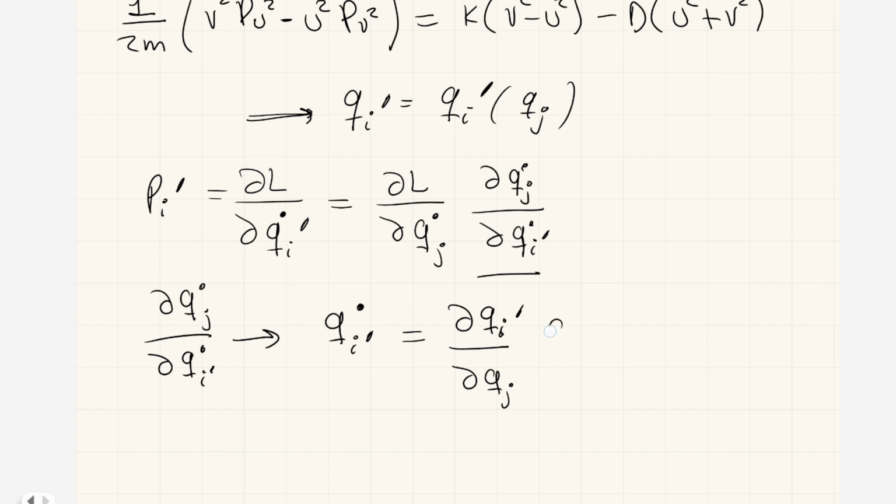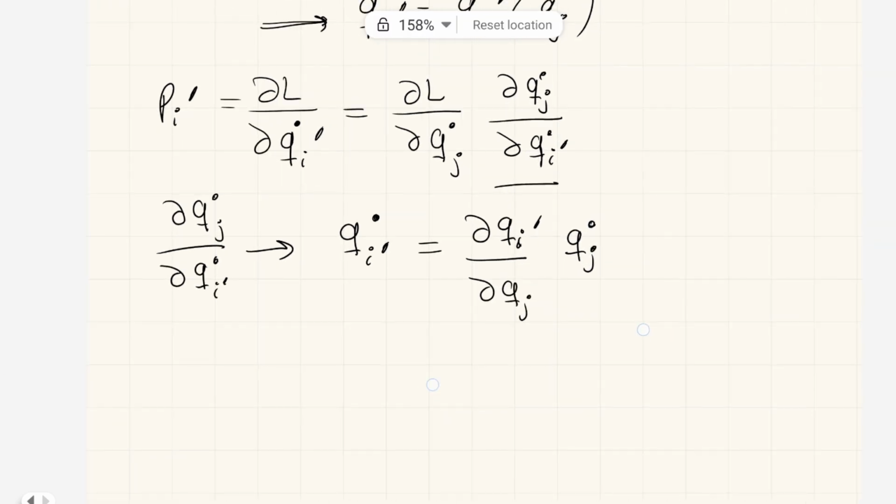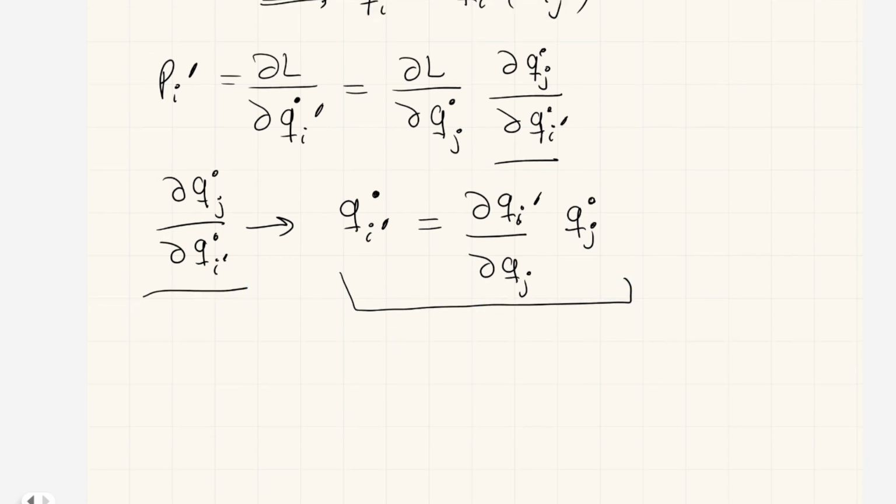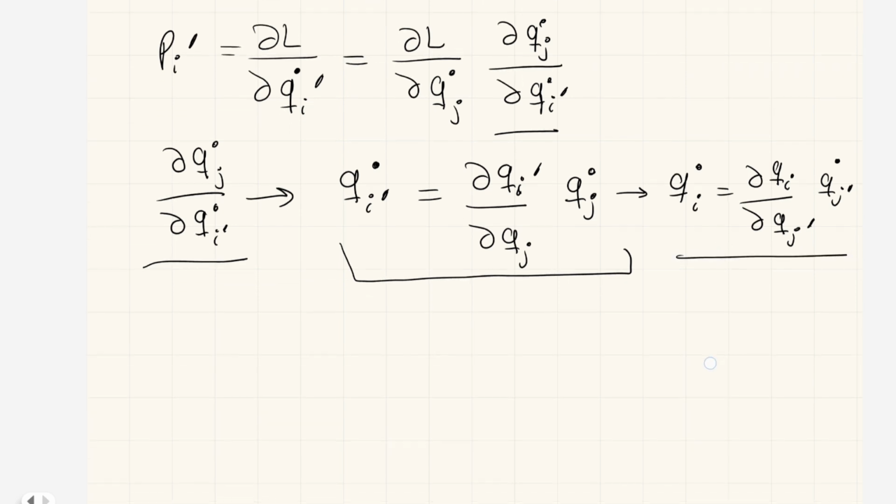So that will be qj dot. Okay, so now that we have this, using the chain rule, we can calculate this. First we can say that this is equivalent to qi dot equals the derivative of qi with respect to qj prime times qj prime dot. I'm just switching the prime position to get this expression. Okay, now we have this.